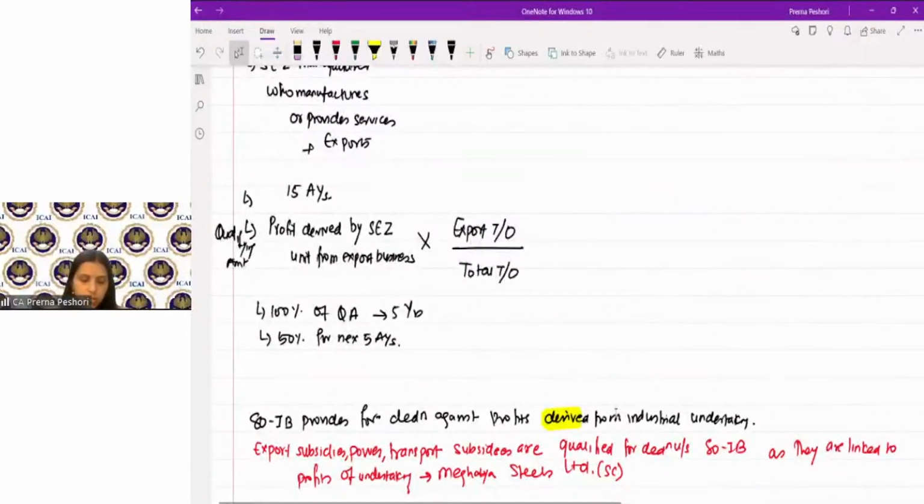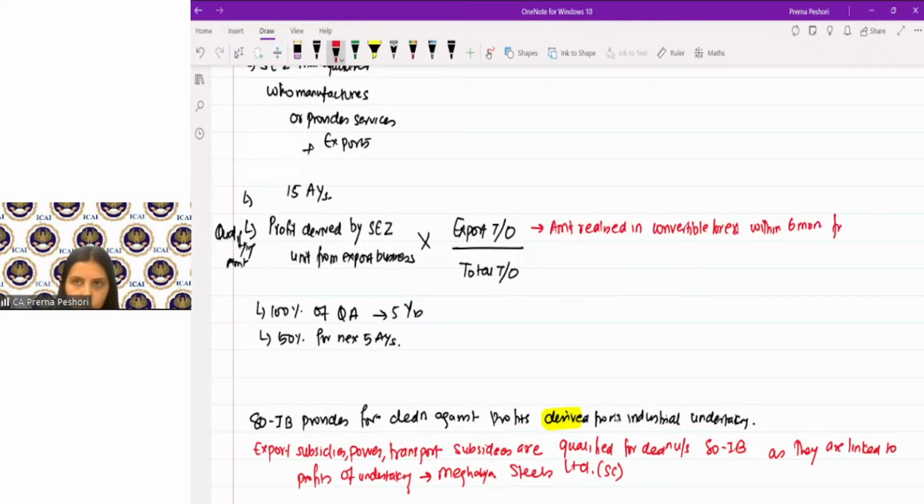here also there are certain important points which we can consider. What I said is, what is the qualifying amount? Profit derived by SEZ unit from export business into export turnover divided by total turnover. Now, this export turnover is the amount realized in convertible foreign exchange within 6 months from the end of the previous year.